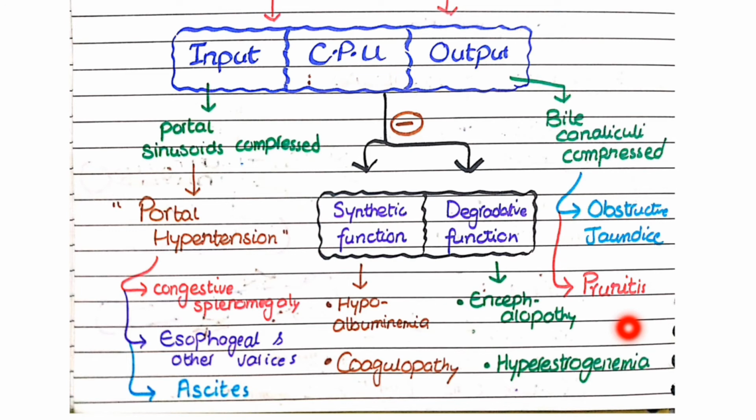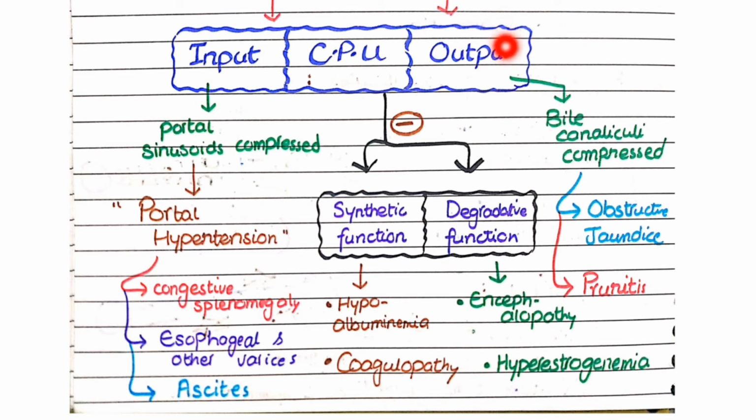Now let me revise all the clinical features of cirrhosis. I hope that now you will easily remember all these clinical features. From the input, we came to know that portal sinusoids are compressed, resulting in portal hypertension, and this portal hypertension can cause congestive splenomegaly, esophageal and other varices, and ascites. And one point which I forgot to tell, that in portal hypertension, along with these esophageal varices, there is distension of abdominal veins in the skin of the abdomen that are known as caput medusa. So this caput medusa can also be present.